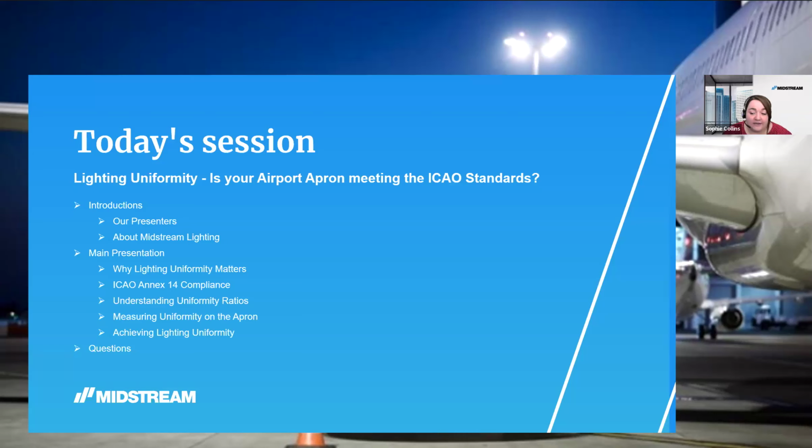So during the main presentation, we'll talk about what is lighting uniformity and why does it matter. We'll talk about the ICAO Annex 14 compliance and their regulations and understanding uniformity ratios, how to measure uniformity on the apron, and of course, most importantly, how to achieve great lighting uniformity.